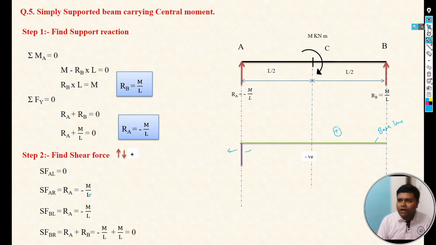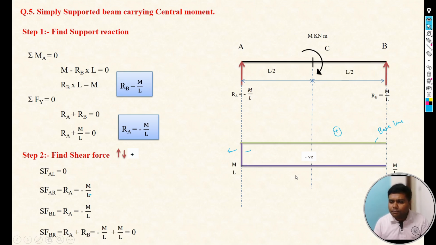Now after that from A right to B left, it is constant. At B left it is constant, and at B right it is 0. It means we need to close it up to the B point. So this is the shear force diagram when the simply supported beam carries a central moment, or we can say a couple.